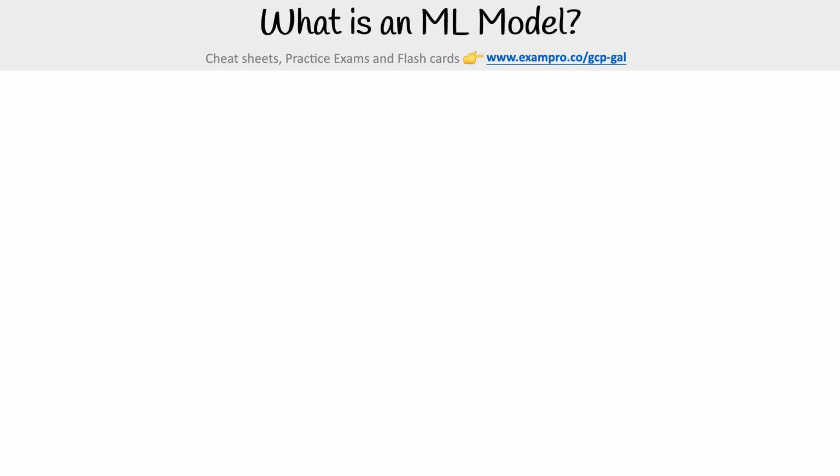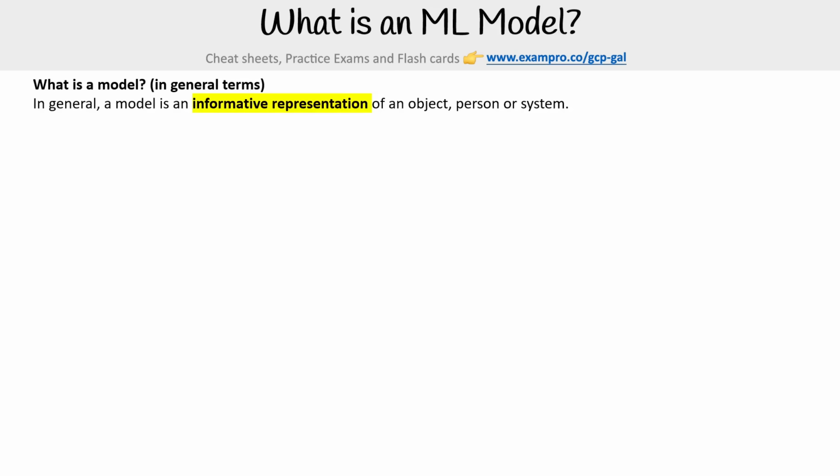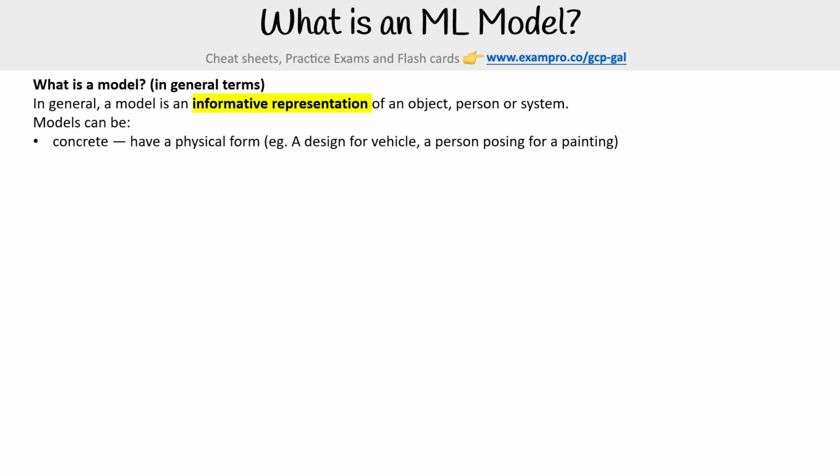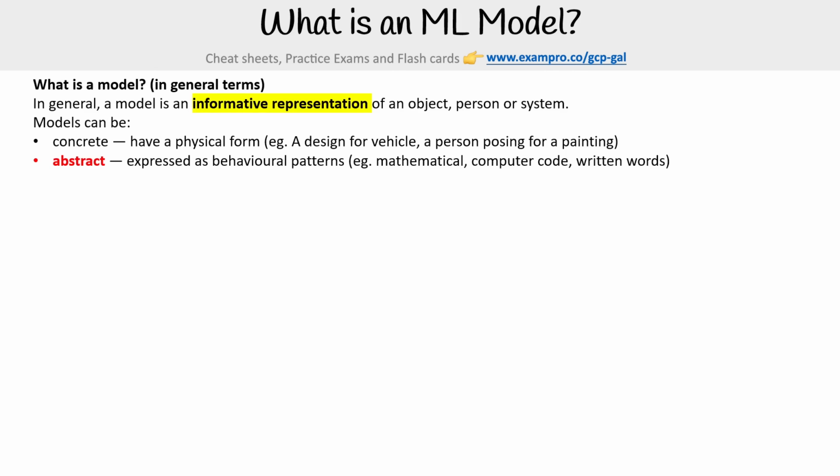Take a look at what a machine learning model is. But before we do that, let's define what a model is in general terms. In general terms, a model is an information representation of an object, person, or system. Models can be concrete, so they have a physical form. Think a design of a vehicle, a person posing for a picture. Then you have abstract, so expressed as behavioral patterns. Think mathematical, computer code, written words.